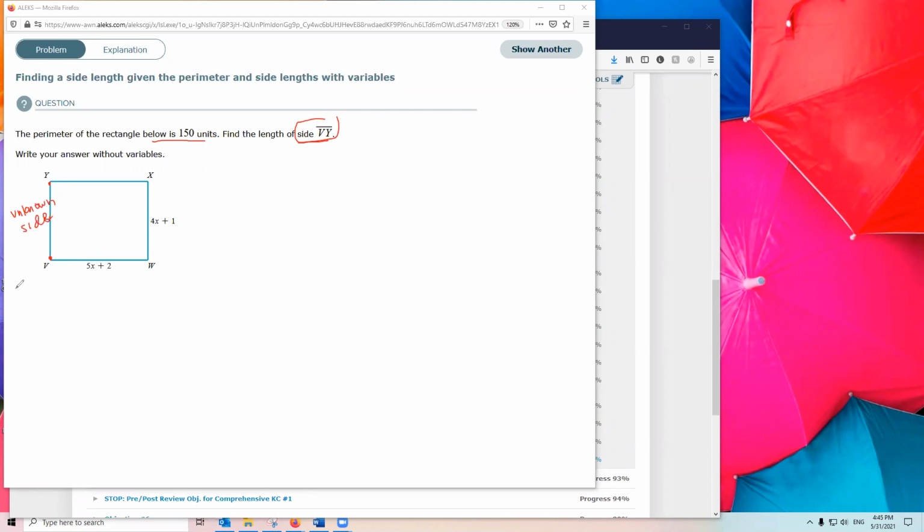All right. Well, I'm noticing they labeled this side as 4x plus 1. That means this side has to be the same, 4x plus 1. And the bottom is 5x plus 2. That means the top has to be 5x plus 2. They're telling me the perimeter is 150. But remember, perimeter means add up the sides.